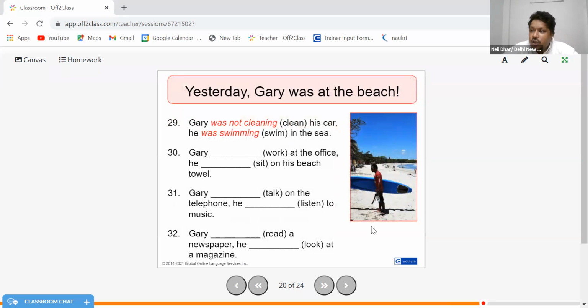Gary was not working at the office. He was sitting on his beach towel. 31. Gary was not talking on the telephone. He was listening to music. Okay. We are all making positive continuous tenses out here. Okay. Now, 32. Gary was not reading the newspaper. He was looking at a magazine.